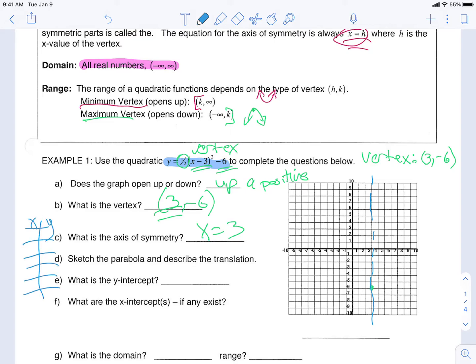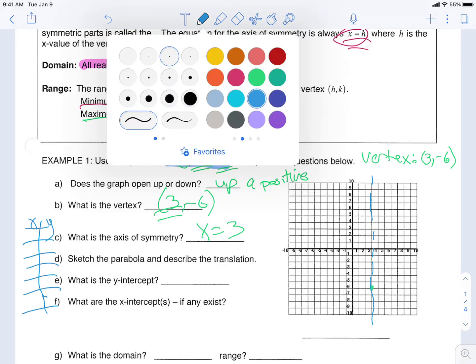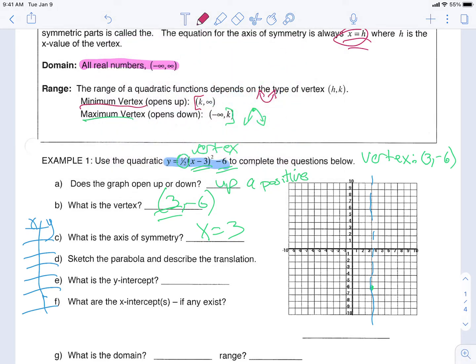Go ahead and throw this equation in your calculator. Just make sure to put your vertex in the center here. So this is 3 comma negative 6, and just go 2 up and 2 down from there. So all I'm doing is using my calculator. Okay, so 2, 1, 4, 5.